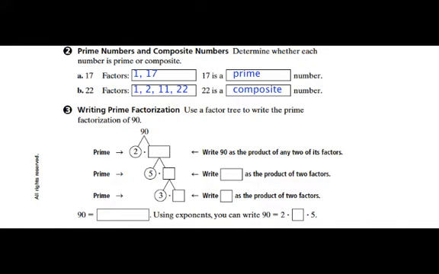Now we're going to use a factor tree to write the prime factorization of 90. 2 goes into 90 45 times. 5 goes into 45 9 times. 3 goes into 9 3 times. So the prime factorization of 90 is 2 times 3 times 3 times 5. We should use exponents, so that's going to be 2 times 3 to the second times 5.